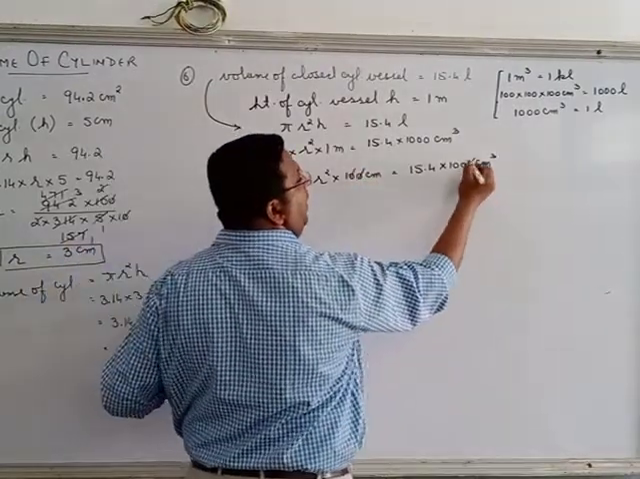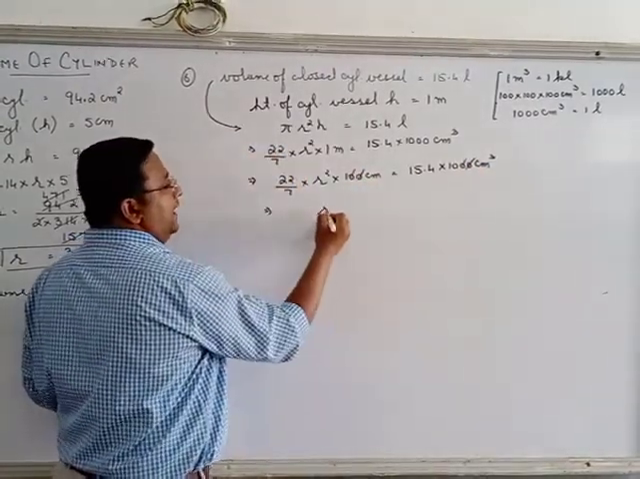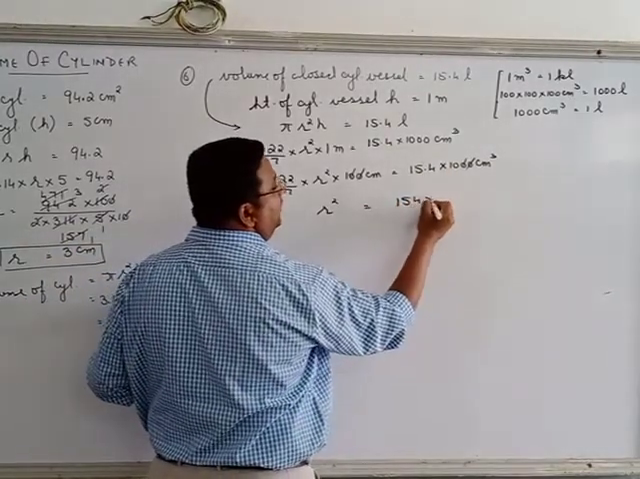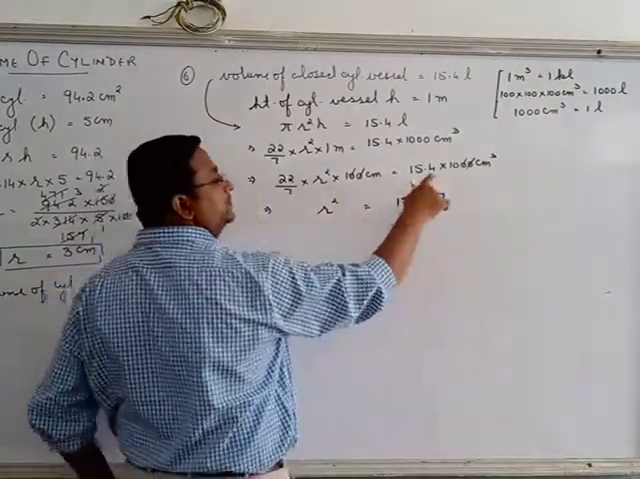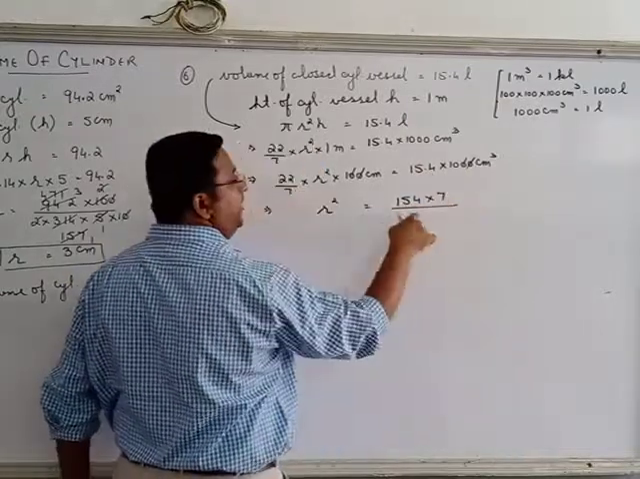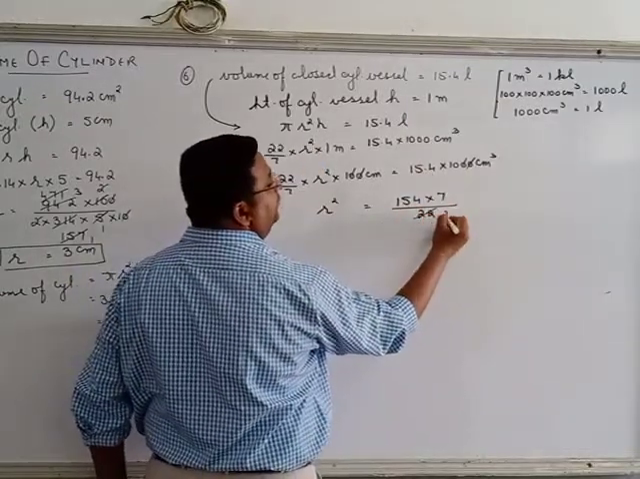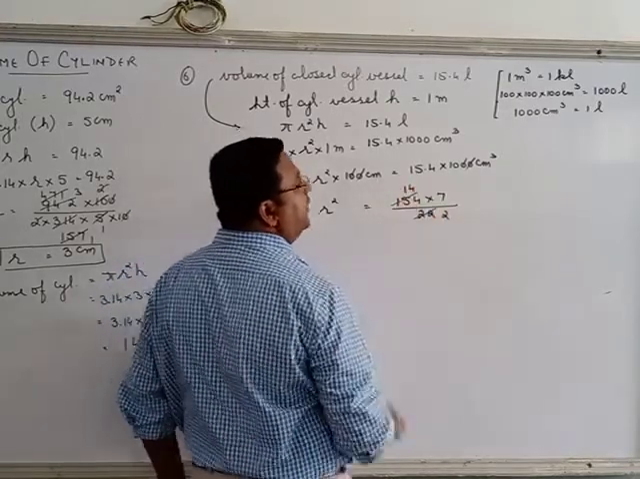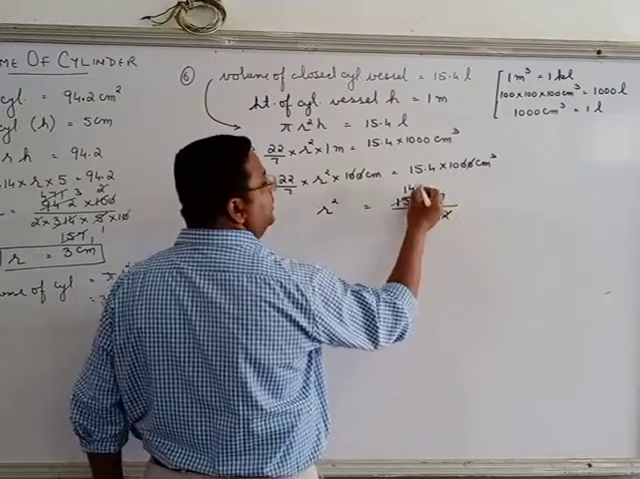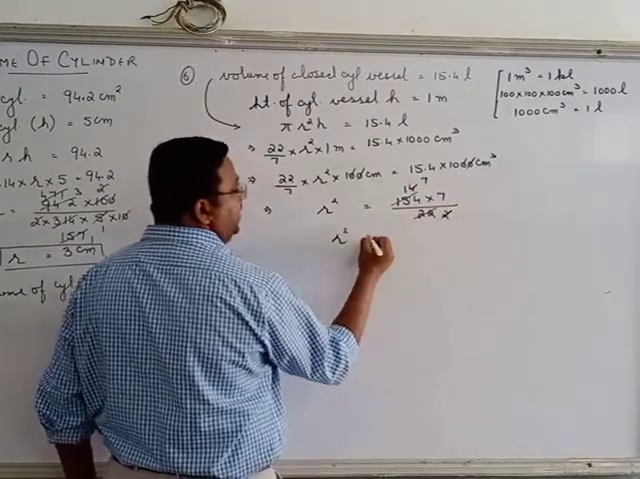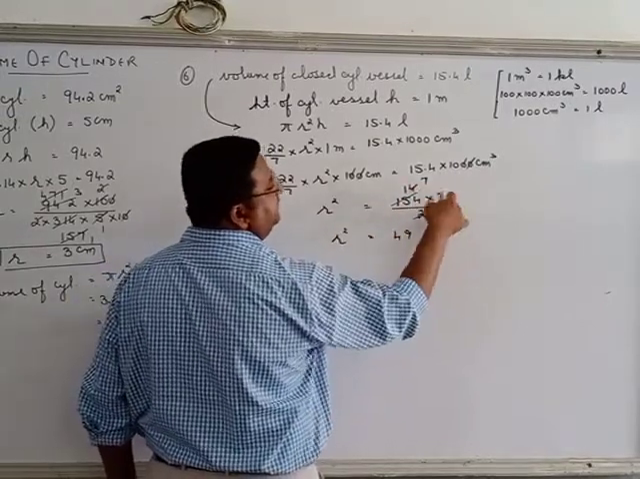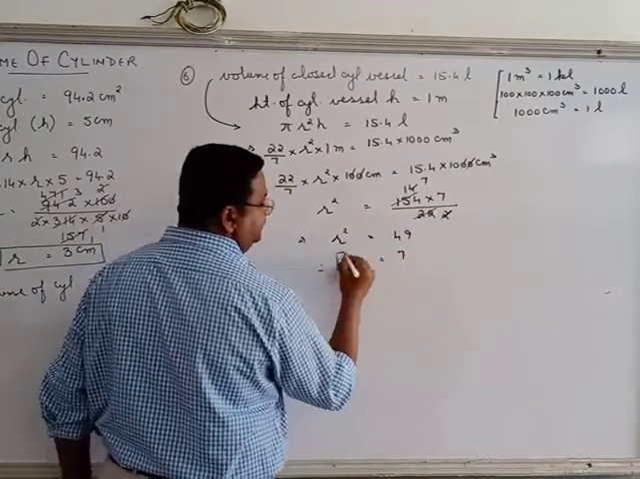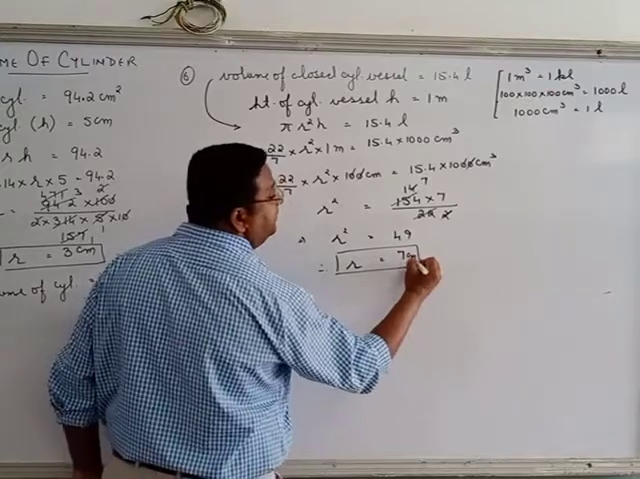So R square is equal to 15.4 into 10, 154 into 7, 7 is in division, goes in multiplication, upon 22. 11 2s are 22, 11 1s are 11, carry 4, 11 4s are 44. So R square is equal to 49, 7 7s are 49, so therefore R is equal to 7. Radius we have, that is in centimeter.